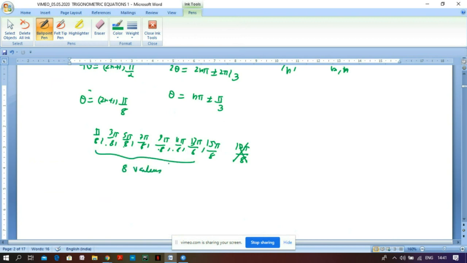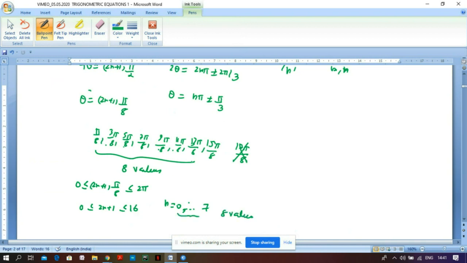We could also have got this easily by saying that we want 0 to 2 pi. So 0 is less than or equal to (2n plus 1) pi over 8, which is less than or equal to 2 pi. Let's solve for this one. So 0 is less than or equal to 2n plus 1, which is less than or equal to 16, and n is an integer. So n starts from 0, n cannot be 8, and n goes all the way to 7. So 0, 1, 2, till 7, that gives you 8 values.